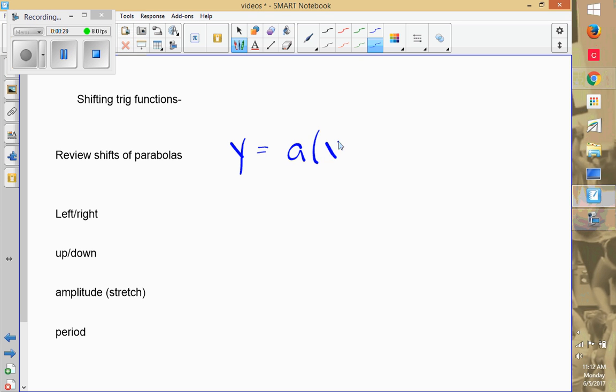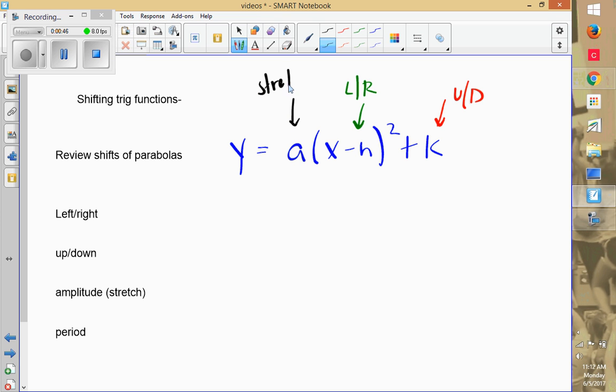Our parabola shifting, we use the letters H and K, and H shifted us left and right, K shifted us up and down, and A stretched us, basically made us get taller and skinnier, shorter and fatter. So when it comes to shifting trig functions, the same similar process is going to happen. The equation is going to look very similar to that. It'll relate to both sine and cosine.